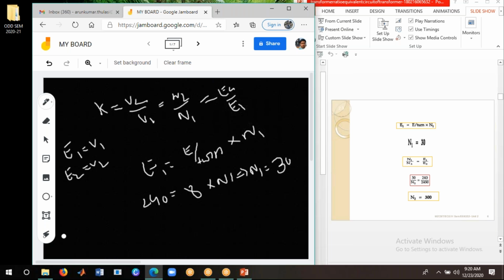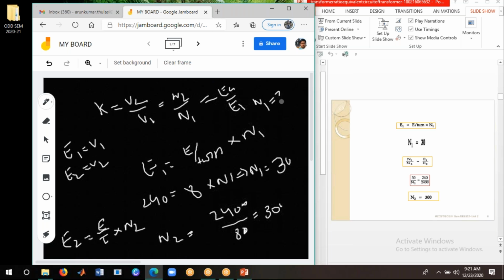Similarly, for the secondary induced EMF, E2 equals EMF per turn into N2. From this we can write N2 equals 2400 divided by 8. Sorry, only 8. Now we will get 300. Finally we obtain that the number of turns in the primary is 30 and the number of turns in the secondary is 300. And what is the transformation ratio from these two values?